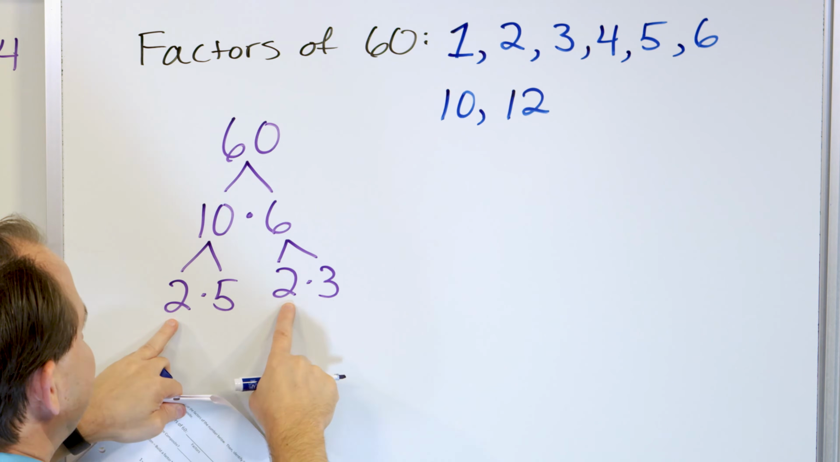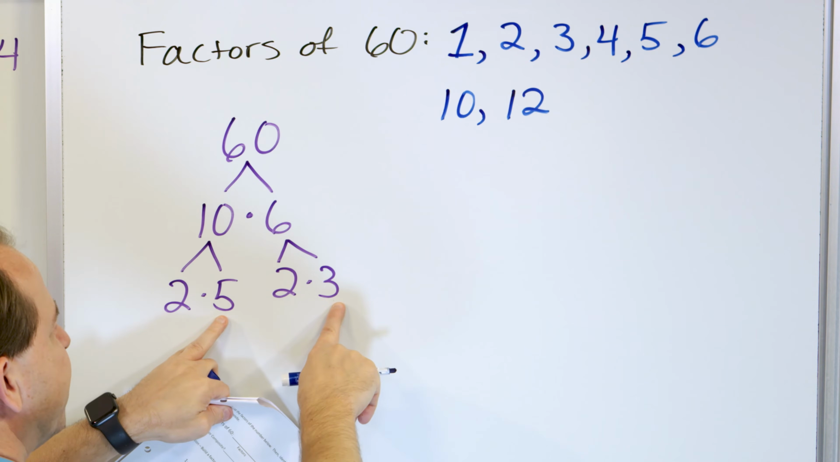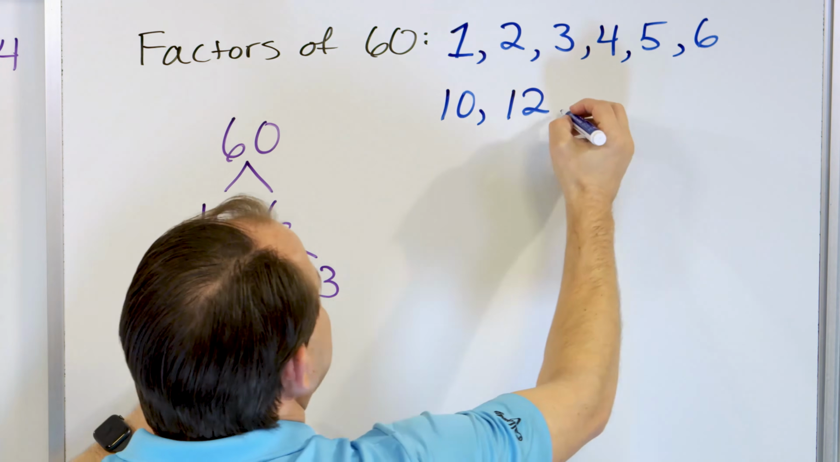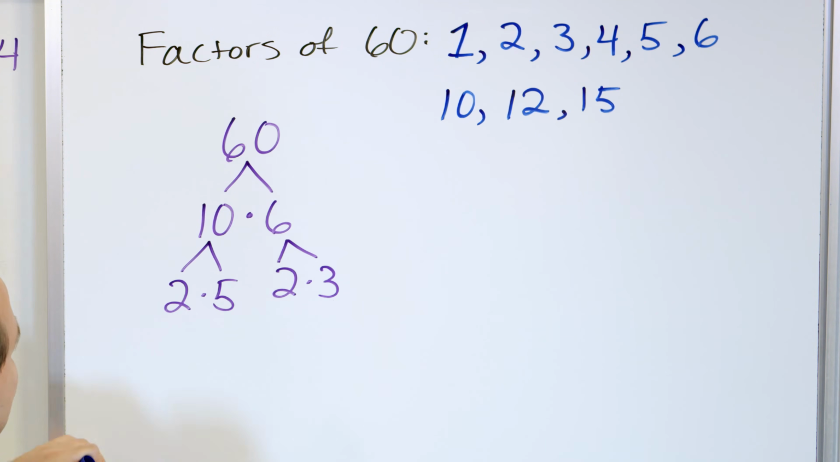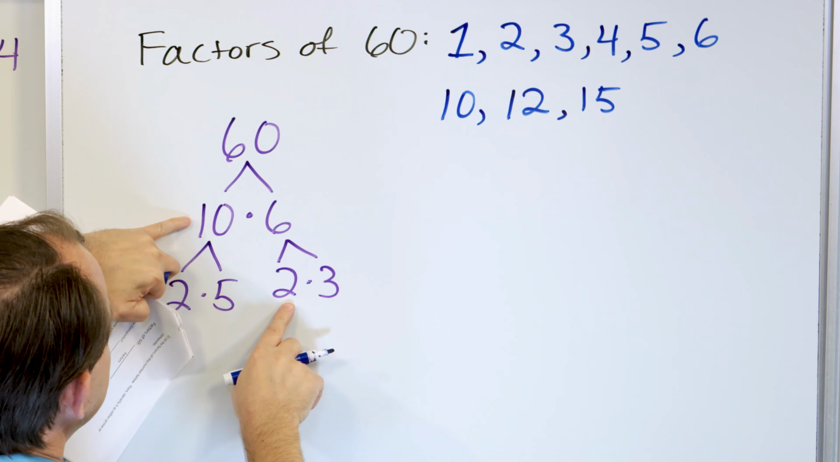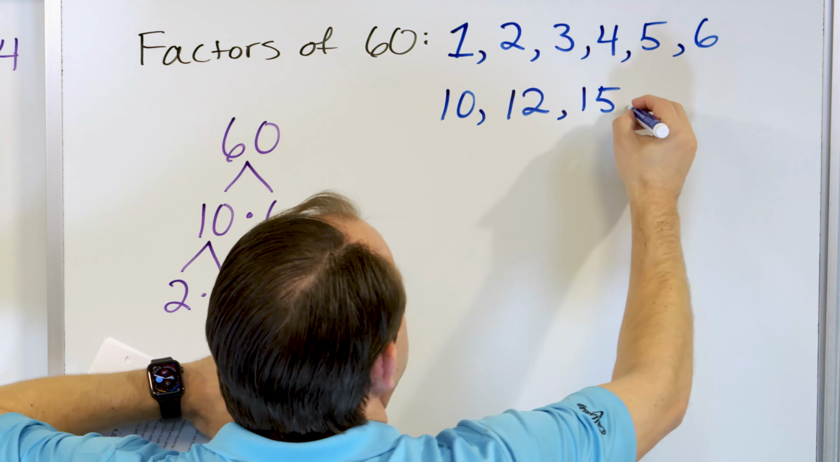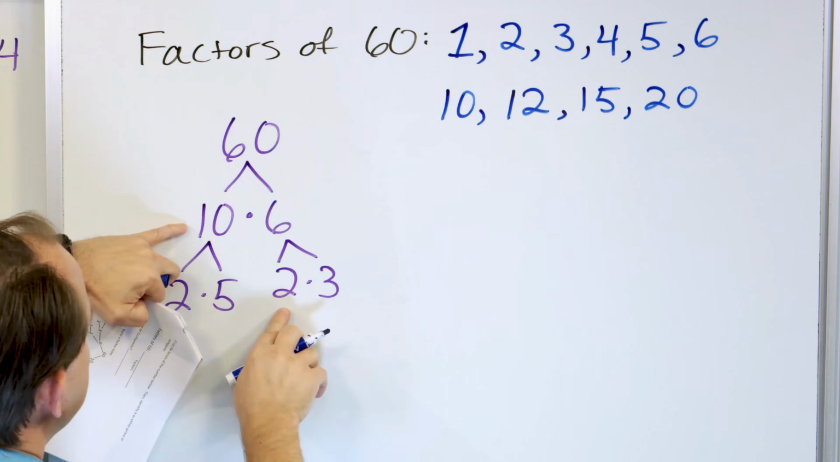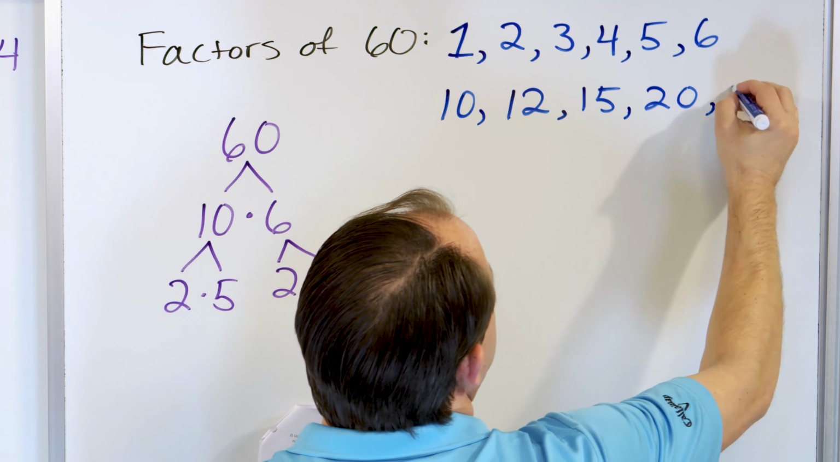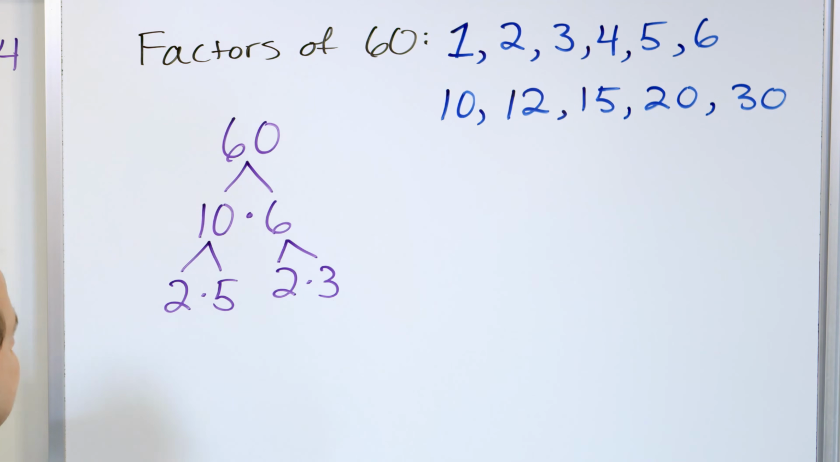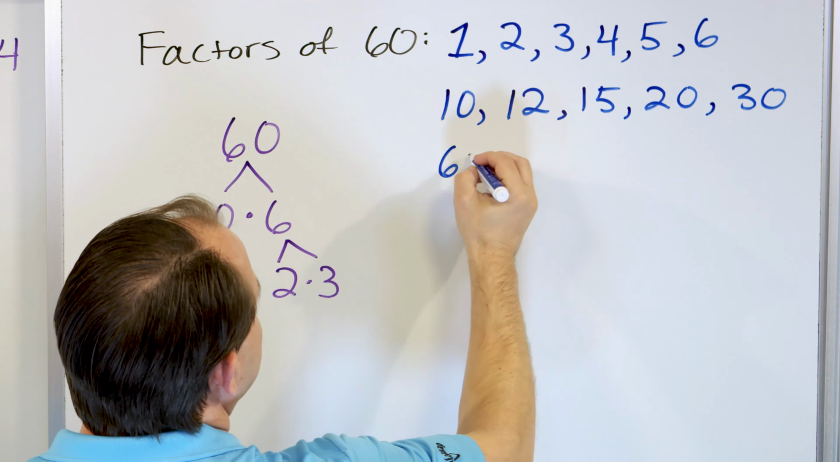What else do you have? We did 2 times 2 is 4. What about this? 5 times 3, that's 15. So that's a factor. That can come after 12 there. And then what else? We have 10 times 2. That's 20. That's a factor, right? Then we have 10 times 3. That's 30. That's another factor. And I think that's actually it. 10 times 6 is going to be the last factor, which of course we already know that 60 is a factor.